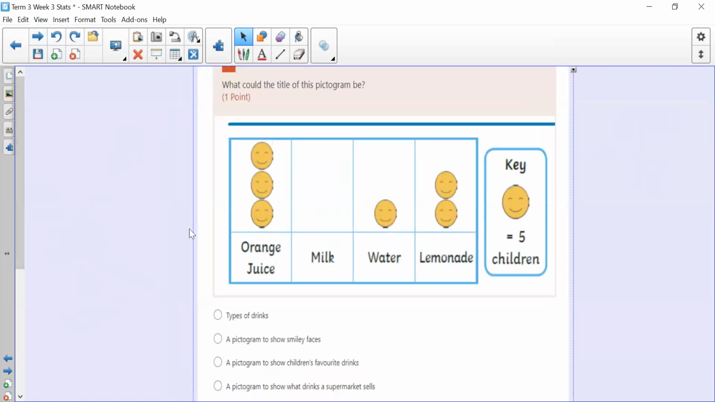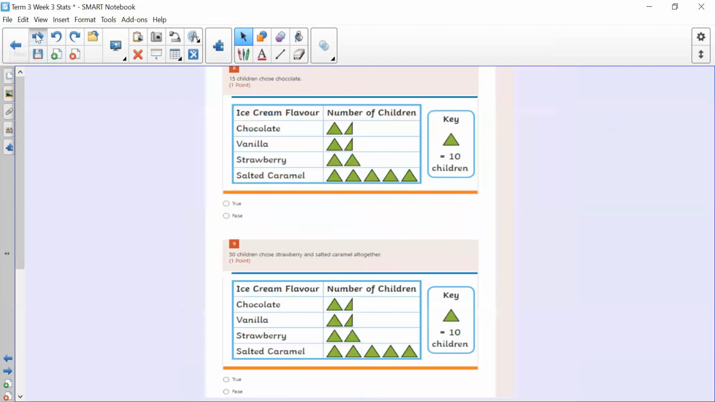Number 7, what could the title of this pictogram be? Types of drinks, a pictogram to show smiley faces, a pictogram to show children's favourite drinks, a pictogram to show what drinks the supermarket sells.